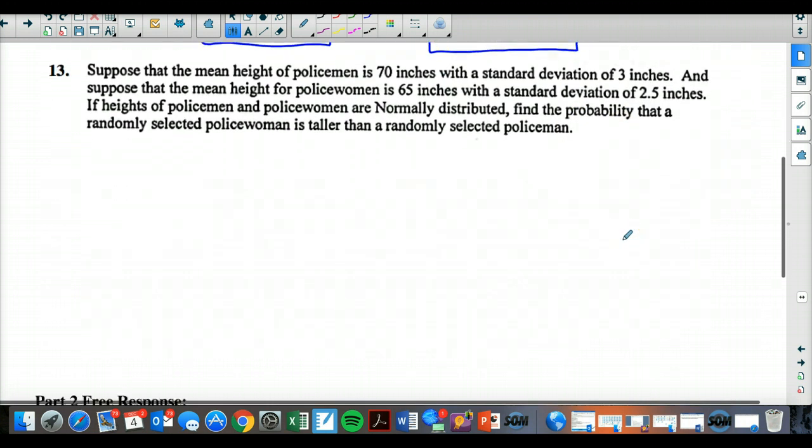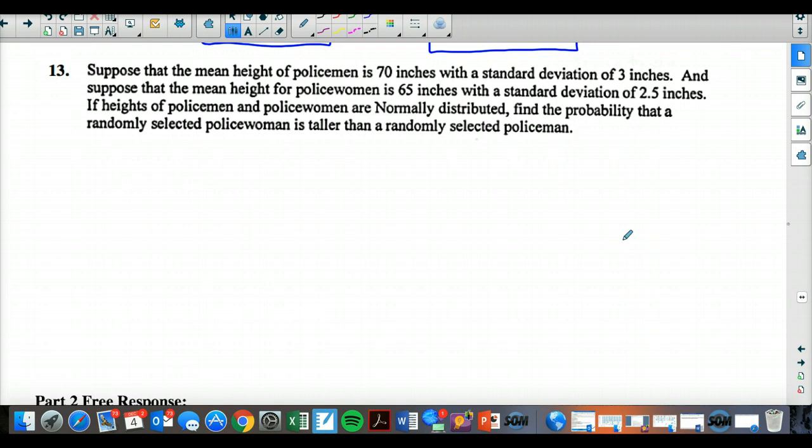Okay, suppose the mean height of a policeman is 70 inches and the standard deviation is 3. And suppose the mean height for a policewoman is 65 inches with a standard deviation of 2.5.